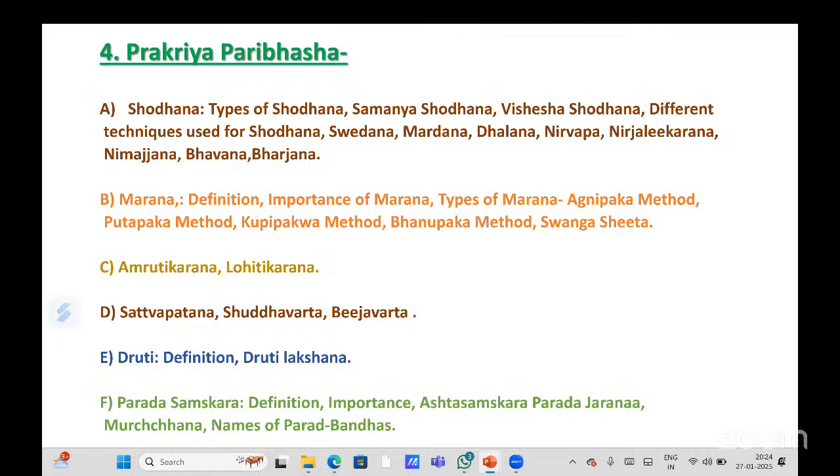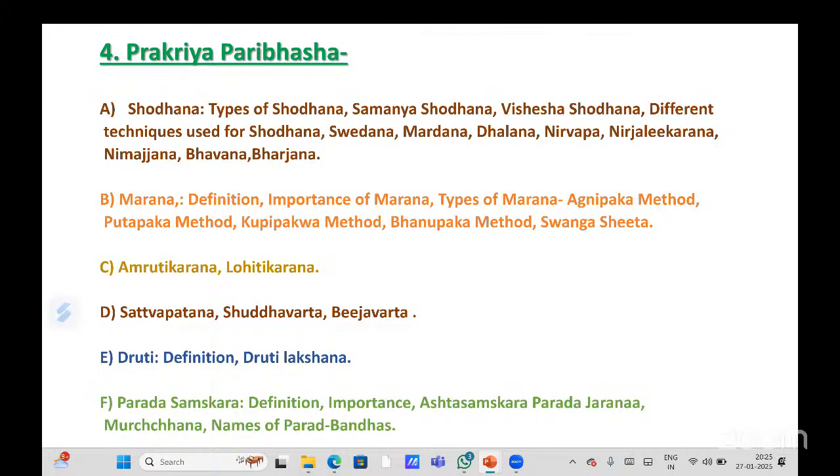Prakriya Paribhasha. In this, we have the concept of Shodhana, concept of Marana, Amrutikarana, Lohitikarana, Sattvapatana, Suddhavarta and Bijavarta, Dhriti, the concept of Dhriti again, definition and Dhriti Lakshanas. And the seventh point is Parada Samskara, definition, importance, and Ashta Samskara of Parada. So usually here we will get chances like getting a short essay or short answer.